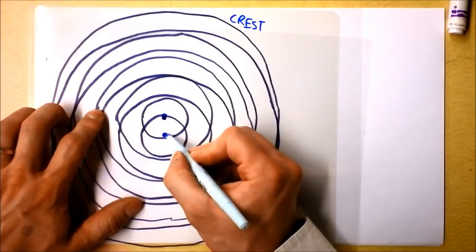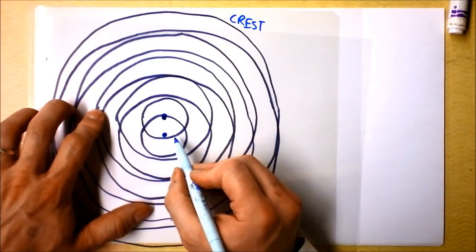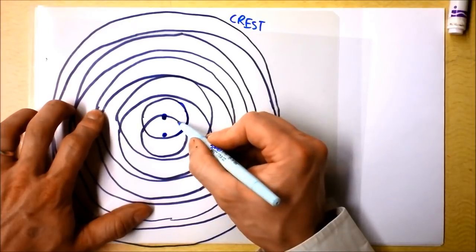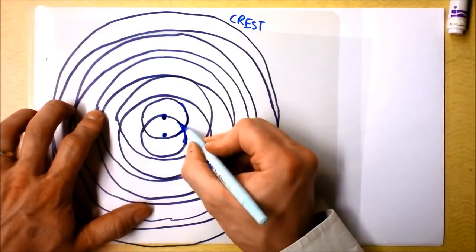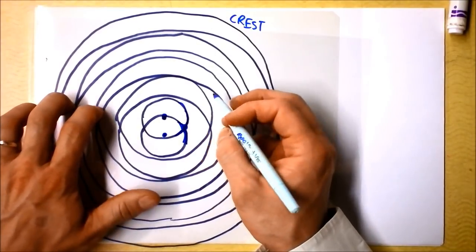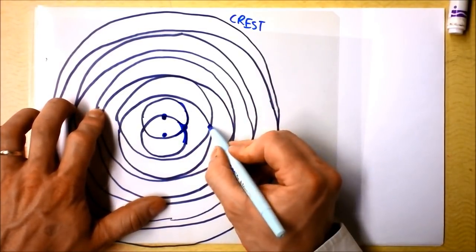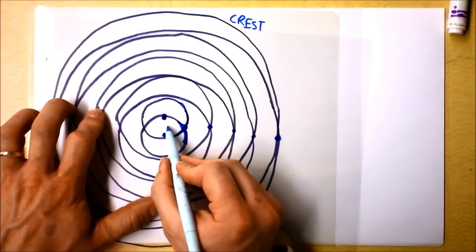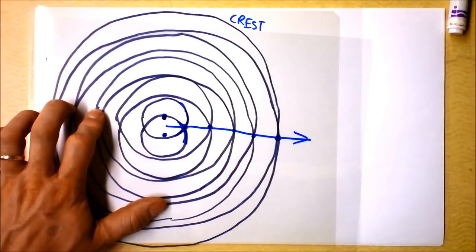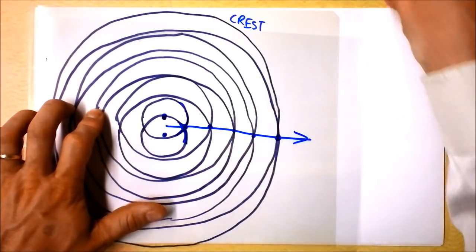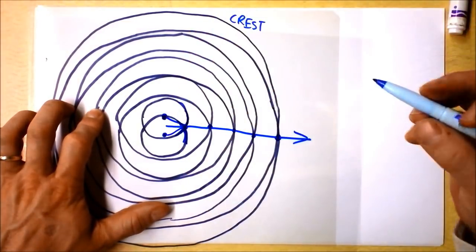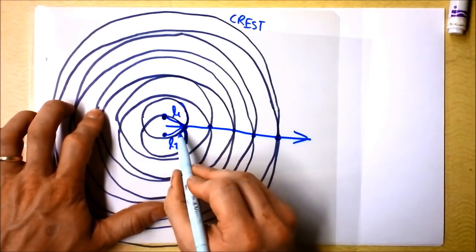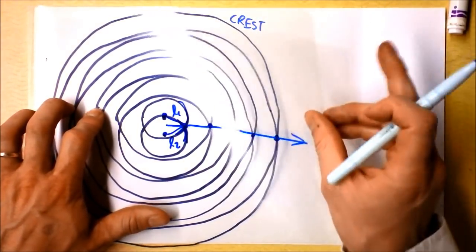But here's my point. When there's a source here and a source here, I'm going to get some regions where the crest from one source, here's the crest from the top source, is overlapping with the crest from the bottom source. So right here, I've got what's called a super crest. What about right here? We have a super crest there, and there, and there, and kind of over here. Those ought to be in a straight line facing this direction. The cool thing is each of these points is exactly the same distance from one source as it is from the other source. I could define these as L1 and L2, the distance from one source and the distance from the other source.